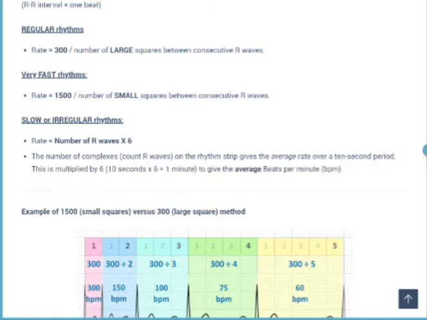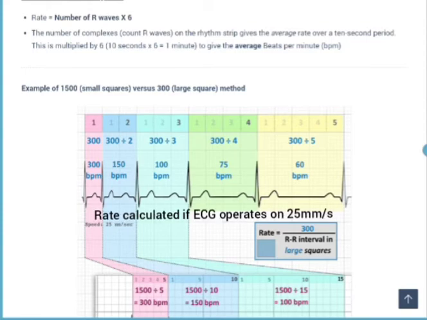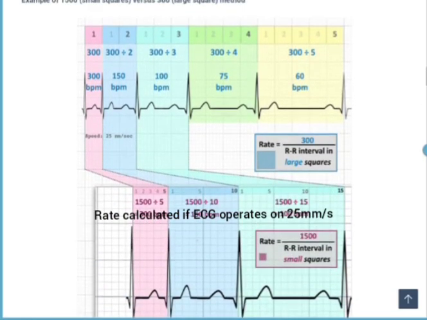That is how we are going to calculate the rhythm of a regular ECG. So for example, if an ECG has a very slow or irregular rhythm, then how are we going to calculate? Because the distance between the first and second R wave, and similarly the second and third R wave, will not be equal. So what will you do? This is just an example of how you calculate it.